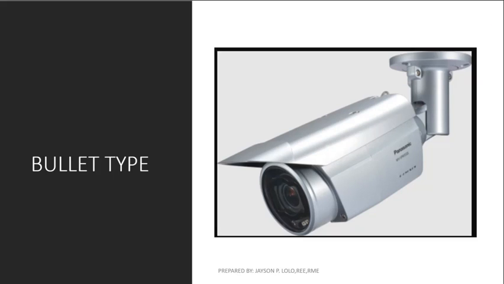Second one is the bullet type. Bullet CCTV cameras have a long cylindrical and tapered shape, similar to that of a rifle bullet. They are often used in applications that require long distance viewing. That is why the traffic lights along the roads of Davao City all use bullet type cameras.